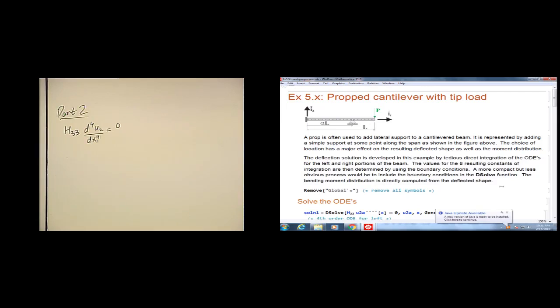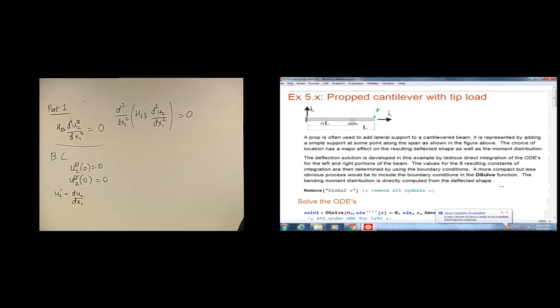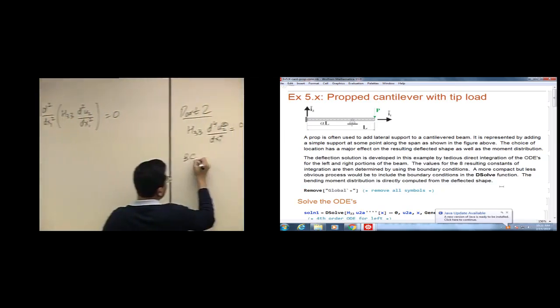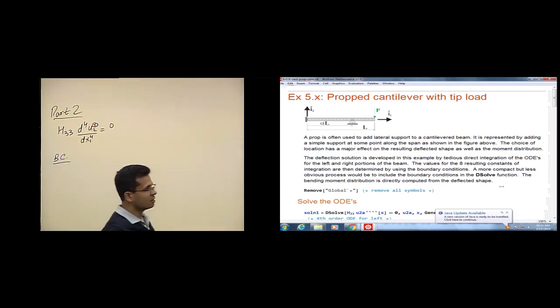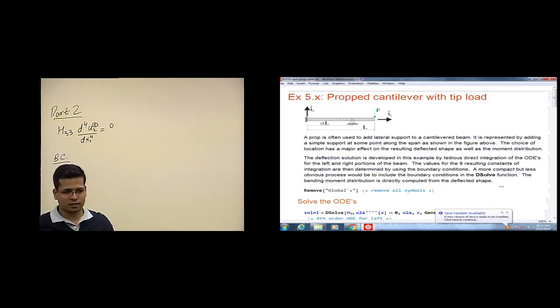Okay, and I'll say this is my part 1 and this is part 2. So for boundary conditions, I know that my moment is 0 at the right end. So I'll say my moment at L for part 2 is equal to 0. But my boundary conditions need to be in the form of displacements because my variables are displacements only, right? So what I'll do, I'll just expand its formula.